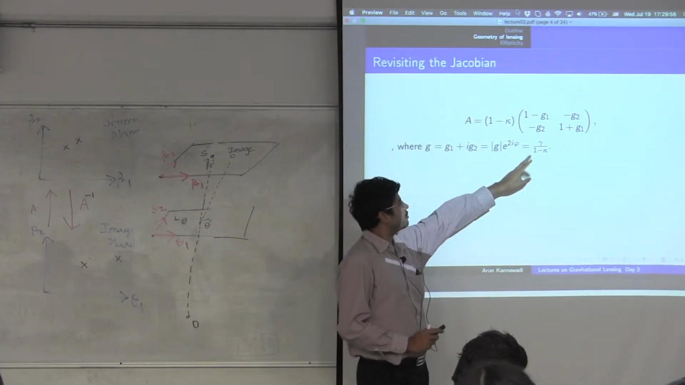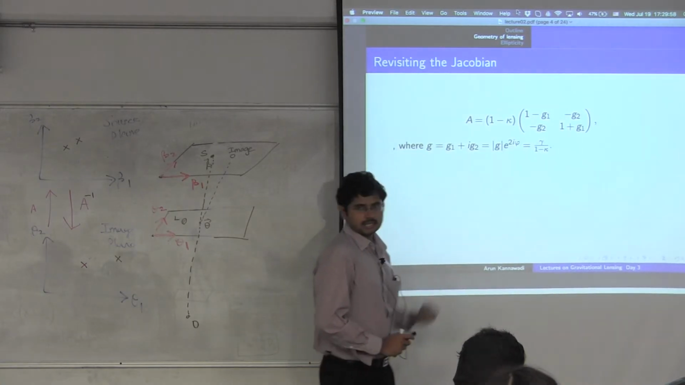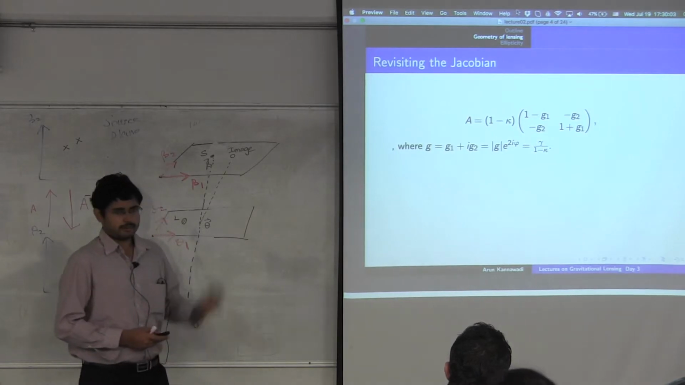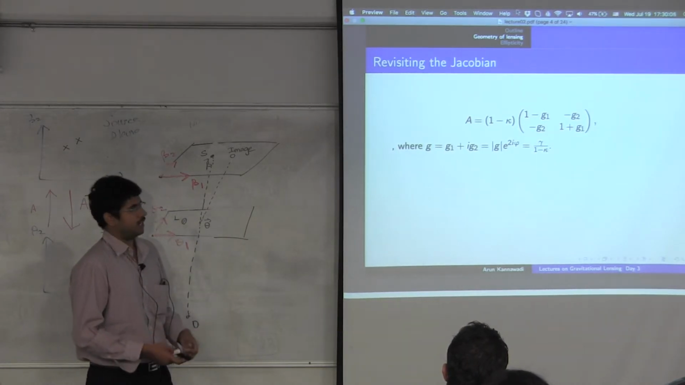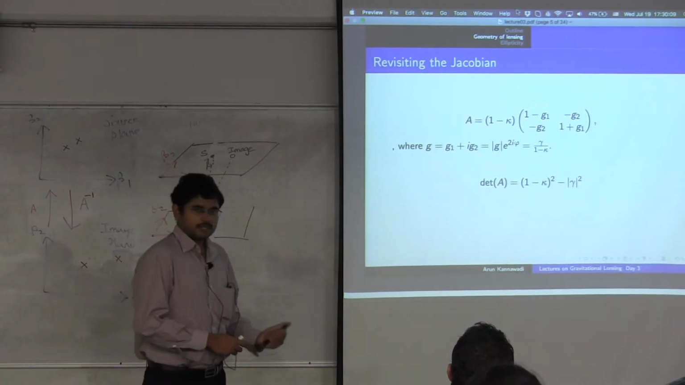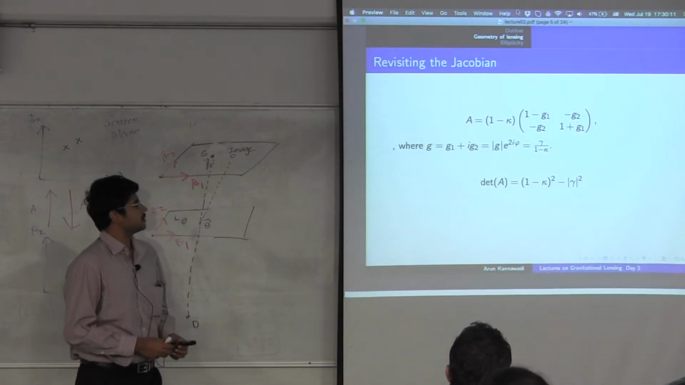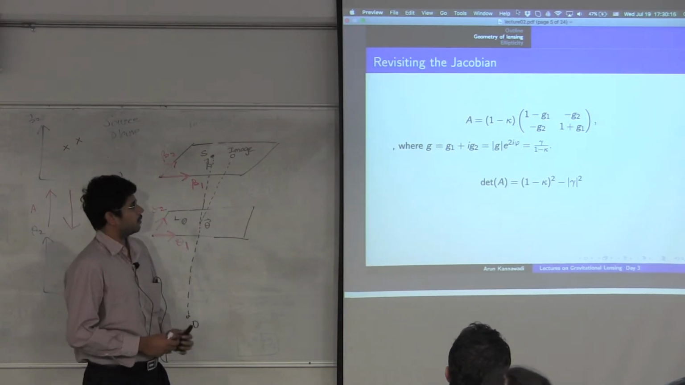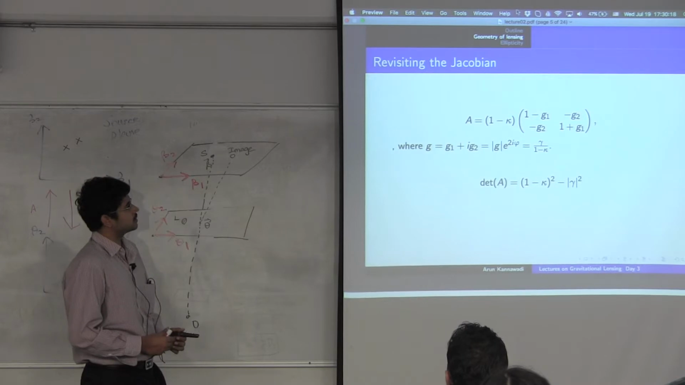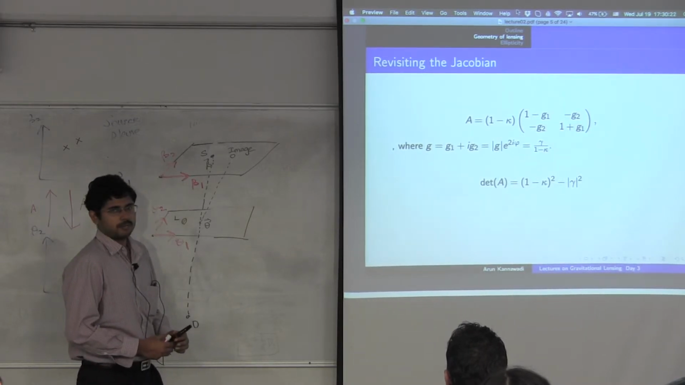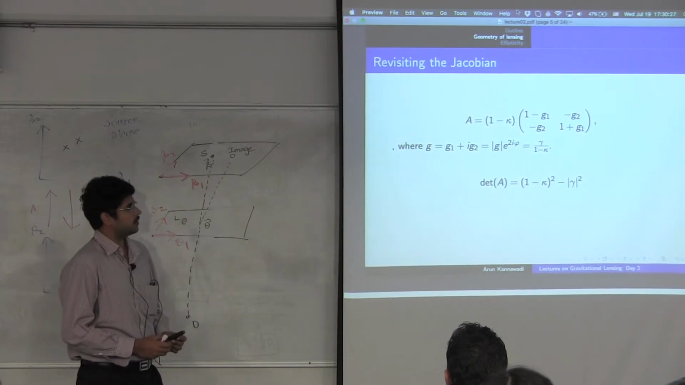Shear is different from reduced shear, and it is given by this transformation. And this is just a way of defining another quantity. Now you can work out the determinant of this matrix, or more importantly, what are the eigenvalues of this matrix A in terms of kappa, G1, G2. Can you quickly work that out?